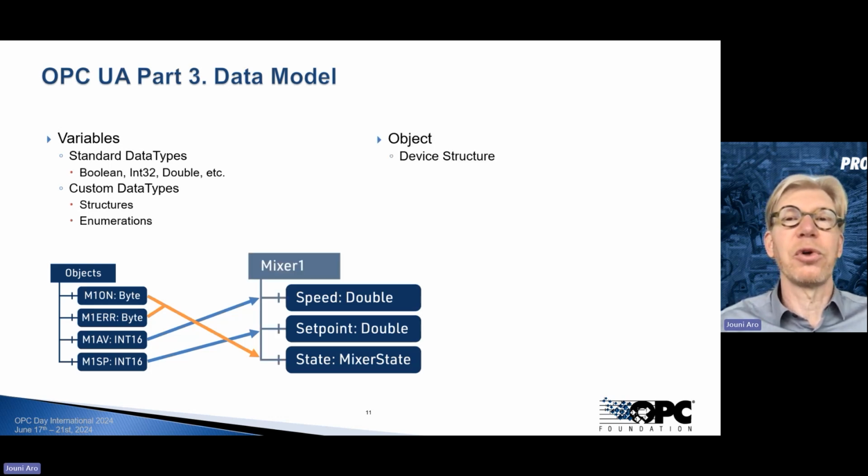But OPC UA also enables us to create structures. So we can define that this is actually the mixer 1. Instead of just calling it M1, we now know that, okay, it's actually the mixer 1 that we have there in the process.